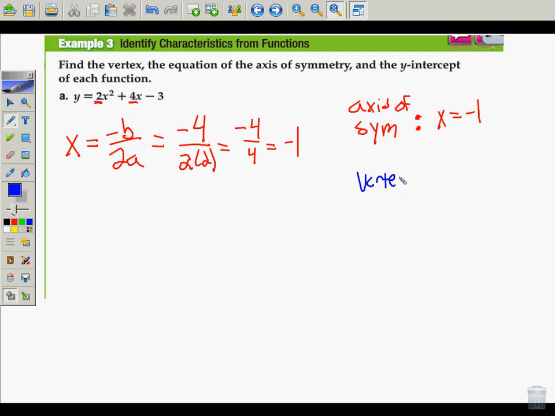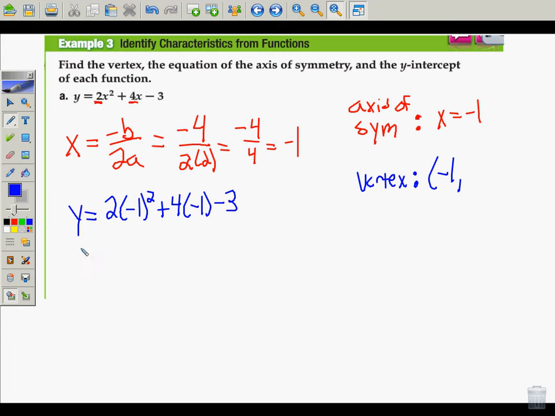If I know what my axis of symmetry is, I automatically know what the x value of my vertex is going to be. It's going to be negative 1. And now I just have to find out what the y value is for my vertex, and I'm going to do that by saying y equals, and I'm going to plug negative 1 in for x. Since I know the x value is negative 1, I'm just going to plug it into the equation to see what y is when x is negative 1.